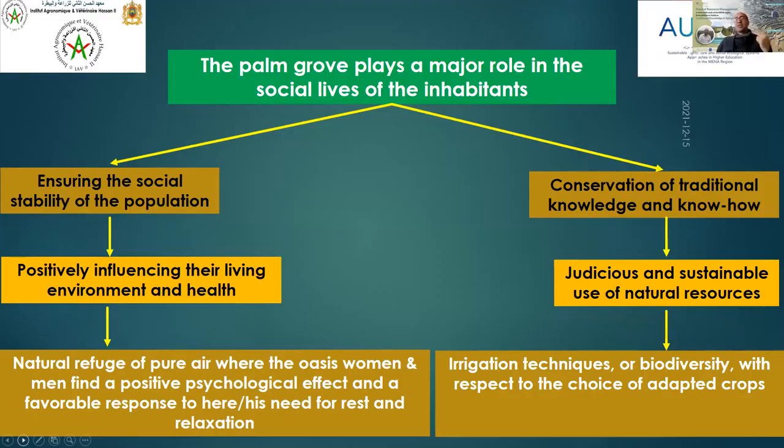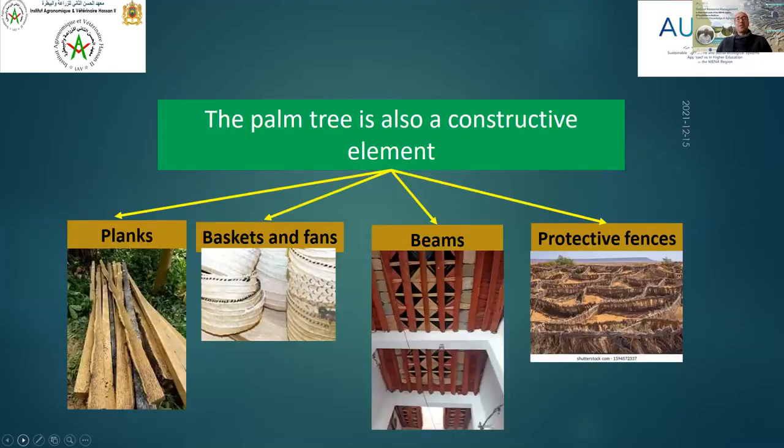Through judicious and sustainable use of natural resources, through irrigation techniques or biodiversity with respect to the choice of crops adapted to the microclimate of the oasis. The palm tree is also a constructive element. It can be used as planks for construction, to make baskets and fences. It can be used as beams for the habitats, and it plays a major role as protective fences.